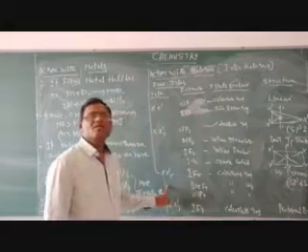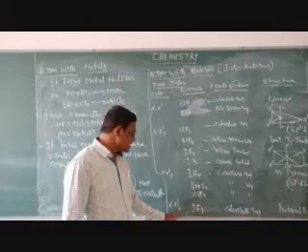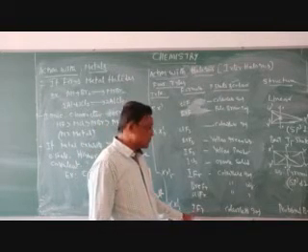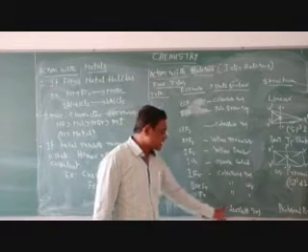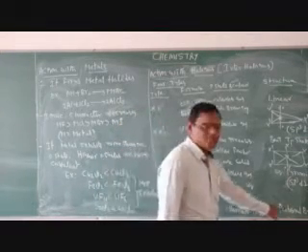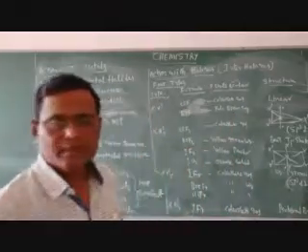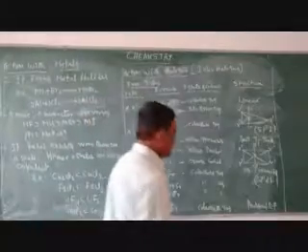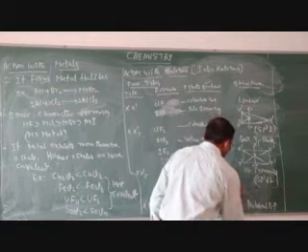Then the last one is XX'7. That means one halogen combines with 7 halogens. The best example is iodine heptafluoride. It is a colorless gas. Its shape is pentagonal bipyramidal.